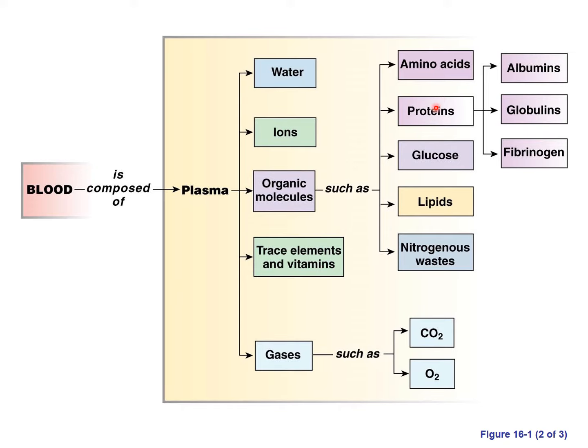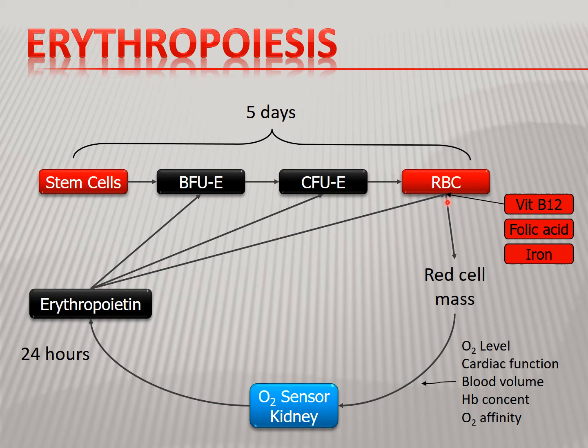And then lots of blood proteins, and most of these are made in the liver. There's albumins, globulins, fibrinogens. So these are clotting factors and immune factors and transport proteins. All those are in the blood. There were cellular portions too, but I didn't show that slide.